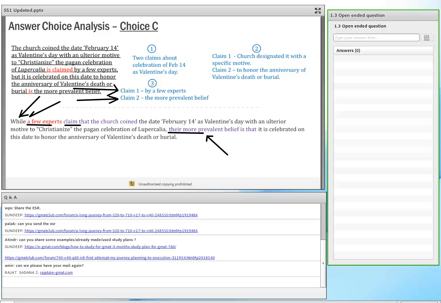While, if you were to really say this, can you replace while with although and it will fit perfectly? Over here, although a few experts claim. Yes, the contrast is there. You can replace it with although a few experts claim, their more prevalent belief is this. There is a contrast. In my example, while this guy is recommending Google, he is going to invest money in Microsoft. If you're recommending Google and you're going to invest money in Microsoft, isn't that a contradiction or a contrast?